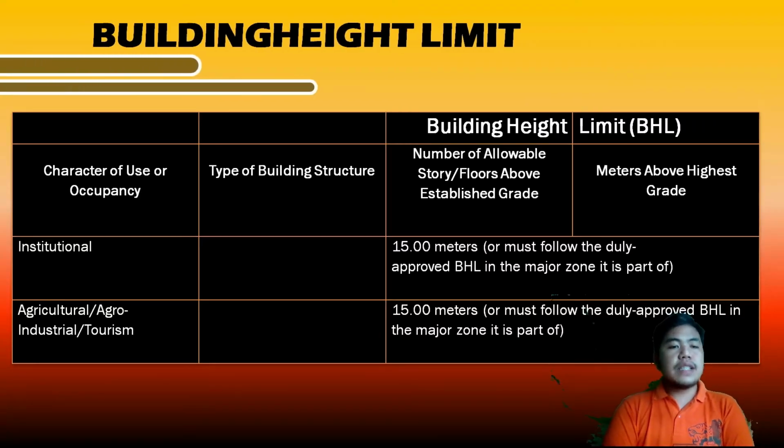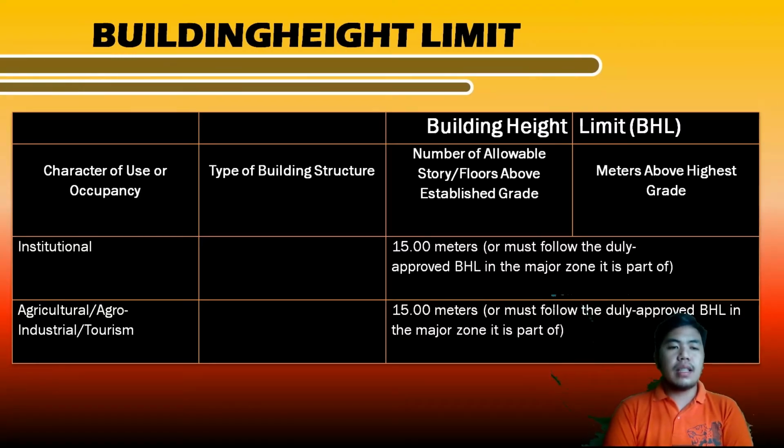As you can see in this figure of the building height limit, we have the institutional and the accessory or the agricultural, agro-industrial, and tourism. We have same 15 meters or must follow the duly approved BHL in the major zone it is part of as a building height limit.